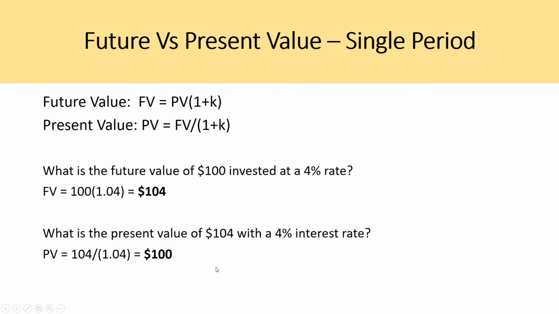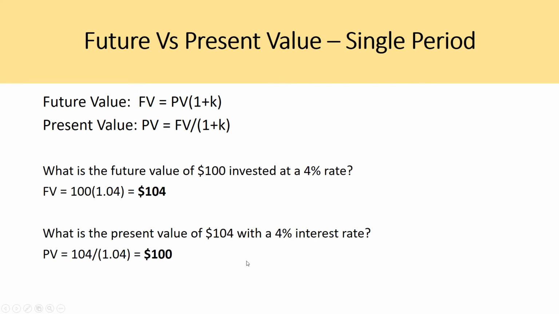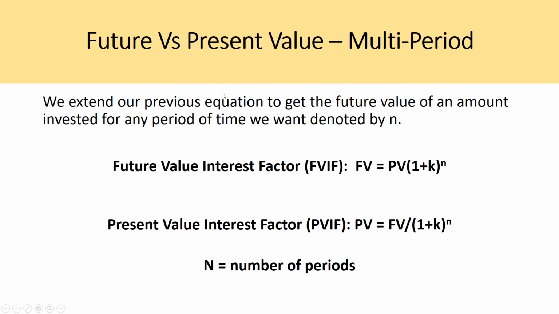That is the present value 1 period back. Now, of course, we can account for time. So we can extend our previous equation to get the future value of an amount invested for any period of time we want, denoted by n. So now the only difference between these two is we raise 1 plus k to the power of n to account for that factor of time.